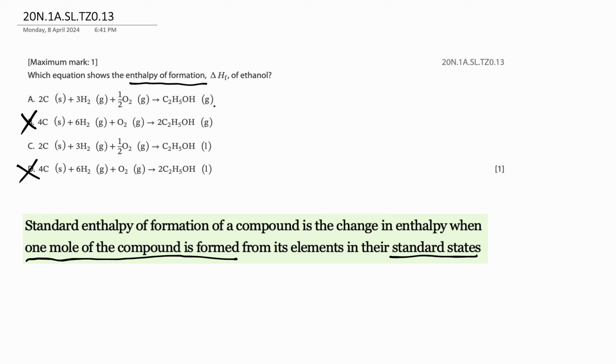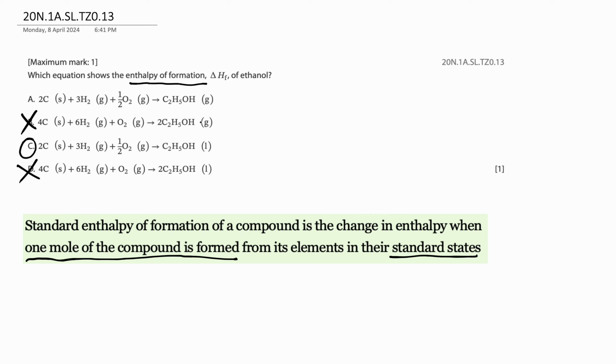Now, what is the difference between the 2 answer choices? Well, the reactant sides are identical, so the change actually happens on the product side. In A, ethanol is being formed as a gas, whereas in C, ethanol is formed as a liquid. So, what is the right answer here? Well, the answer is actually C.